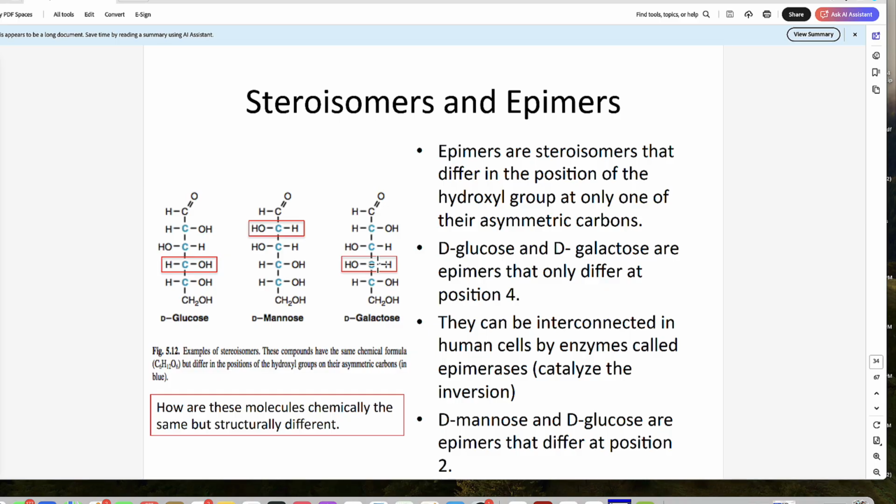Okay, so in one case the hydroxyl group is on the right, in the other the hydroxyl group is on the left, and that's how they differ. The same exact chemical composition, but the hydroxyl group differs in position. They can be interconverted in human cells by enzymes called epimerases. Epimerases are the enzymes that catalyze that inversion. D-mannose and D-glucose are epimers, and they differ at position 2. So 1, 2, D-glucose has the hydroxyl on the right, and D-mannose has the hydroxyl on the left.